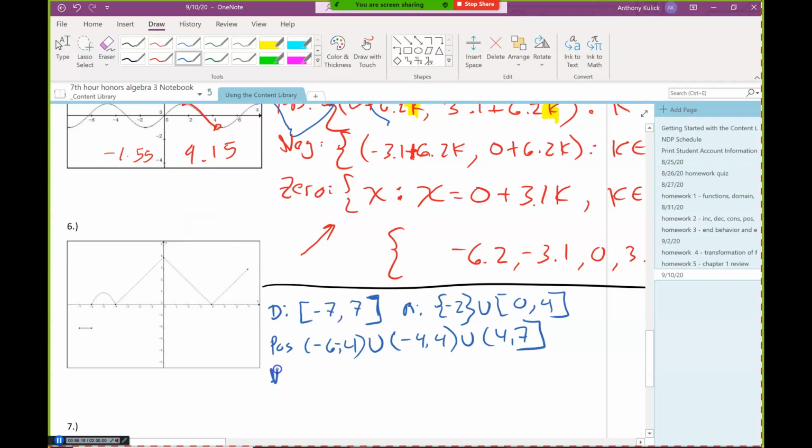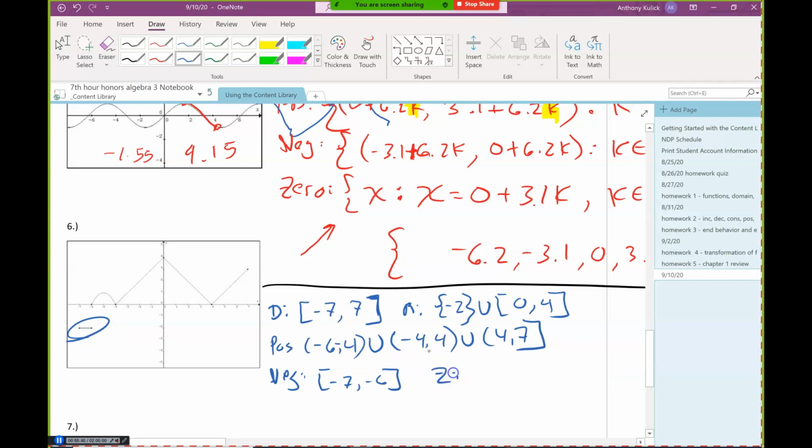For the negative part, there's just one negative section. It's right here, and it goes from -7 to -6. And we'll use a bracket on that because all of that is below the x-axis. Everybody cool there?